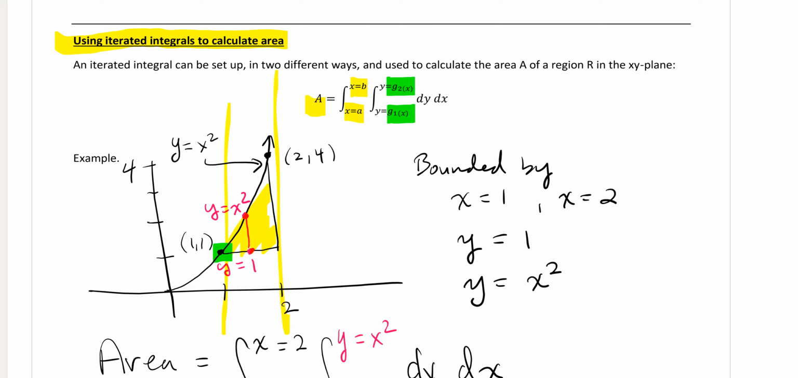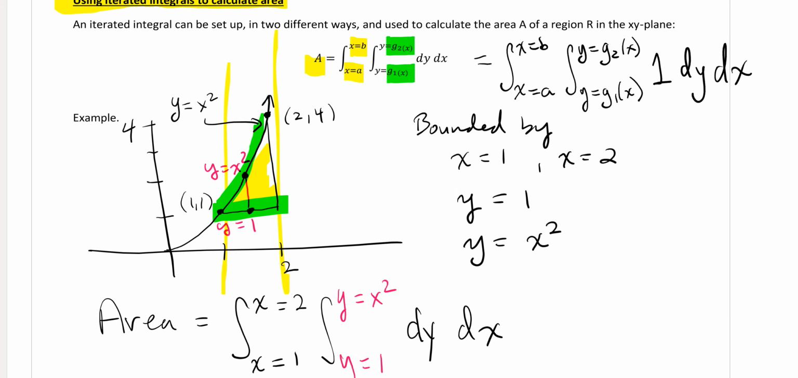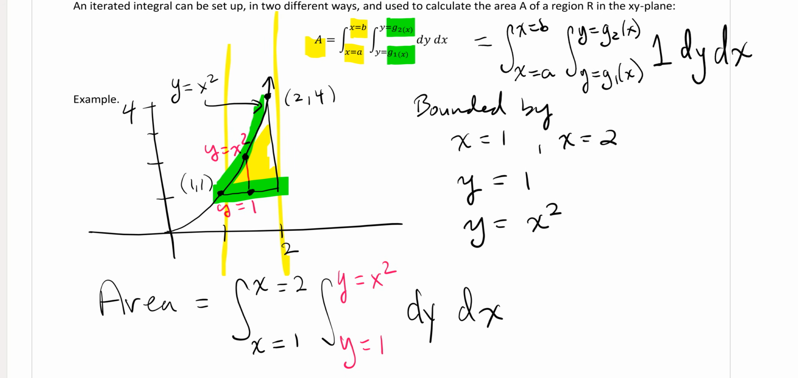So this region is bounded below by y equals 1 and above by the function x squared. And then the integrand here, it looks a little incomplete, but the integrand is 1. So the integral from x equals a to x equals b, the left and the right-hand boundaries of the integral, from y equals g1 of x, the lower boundary, to y equals g2 of x, the upper, of 1 dy dx, is the formula for area. So in this particular problem, that area integral is set up this way.